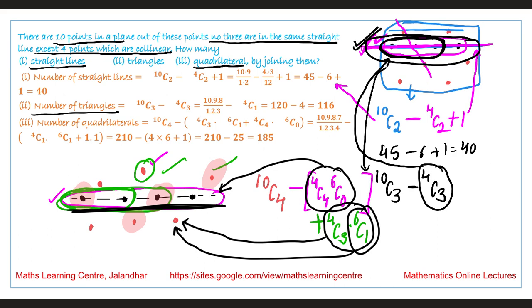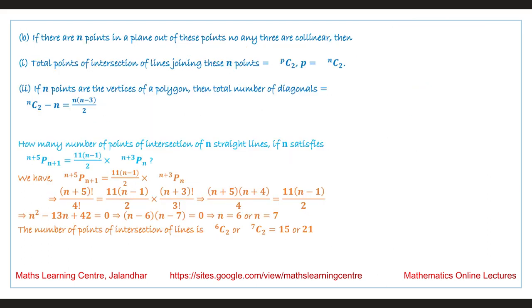So the total number of ways we have, it is 10C4 minus 4C3 into 6C1, minus 4C4 into 6C0, and if you solve this value, the final answer you will obtain, it is 185. So this is the final answer in this case.